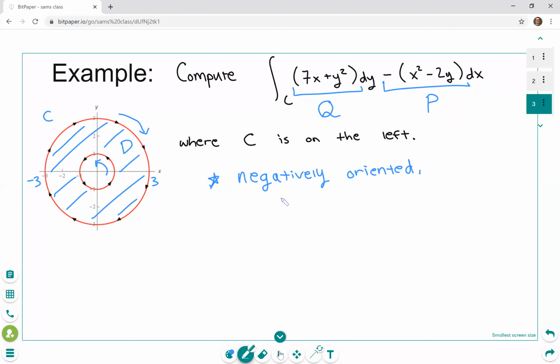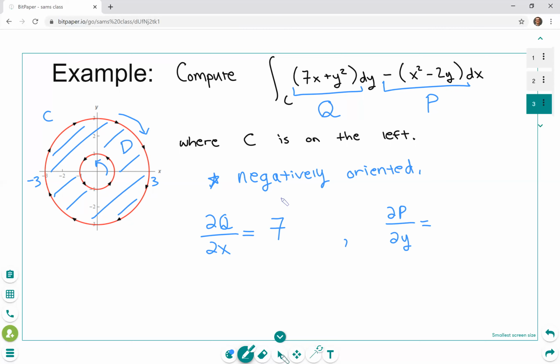So we have P and Q, so let's just compute the partial derivatives right away. That's what we're gonna need in order to use the Green's theorem formula. So partial Q, partial x is what we're doing, right? Q is multiplied by the dy, so we take the partial with respect to x. That's just 7. y squared goes to 0, okay? Partial with respect to x. Little review there. Now partial P with respect to y.